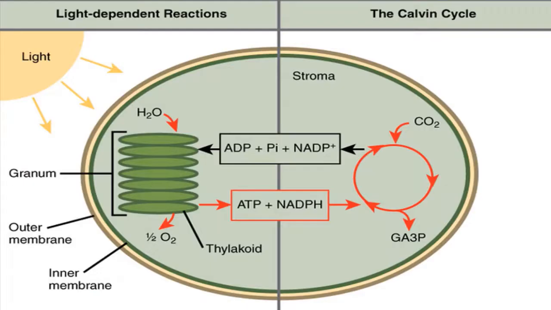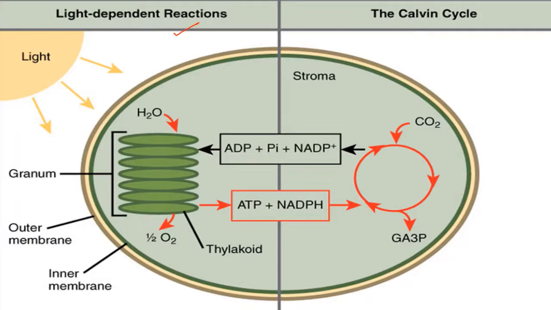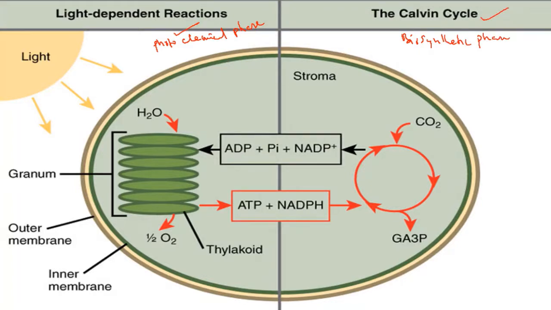And finally, the mechanism of photosynthesis. Photosynthesis is an anabolic reaction, that is synthesis of carbohydrates from small molecules. This includes mainly two phases. Number one is light dependent reactions or light phase, and this is also called the photochemical phase, and the second one is the biosynthetic phase, or the Calvin cycle.